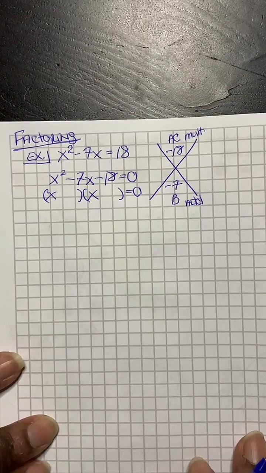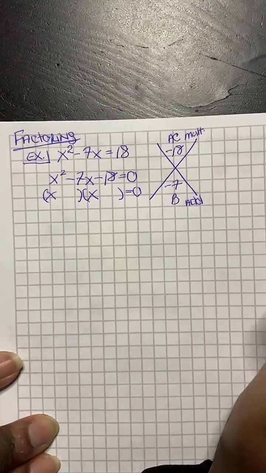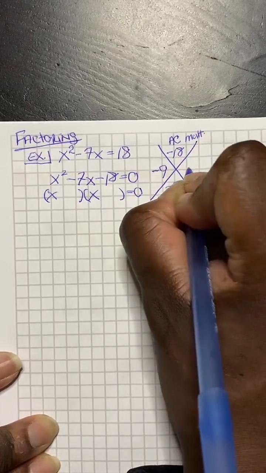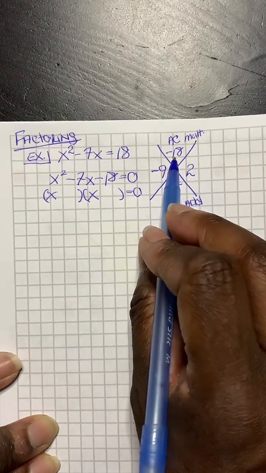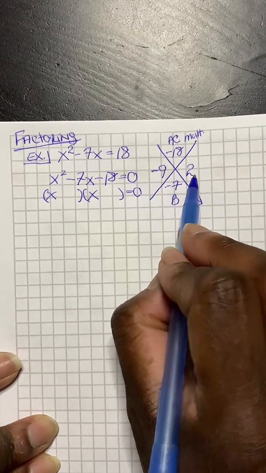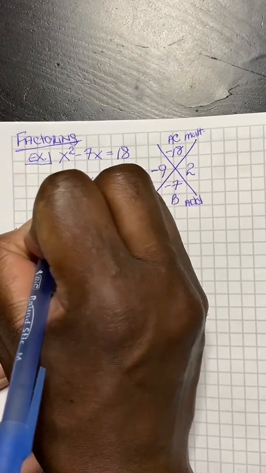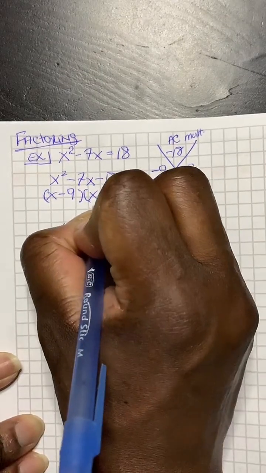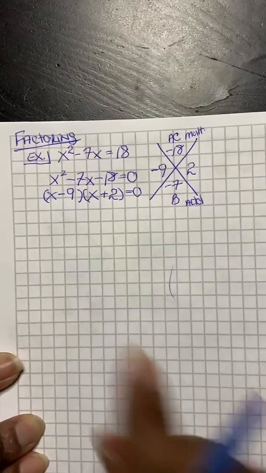So we got negative 9 and 2. Do we agree? Negative 9 and 2. Bella's got that. Negative 9 and positive 2. So negative 9 times 2 gives me negative 18. Negative 9 plus 2 gives me negative 7. Awesome. So that means in one parenthesis, I got a negative 9, and in another parenthesis, I got a positive 2. So it's a plus 2.